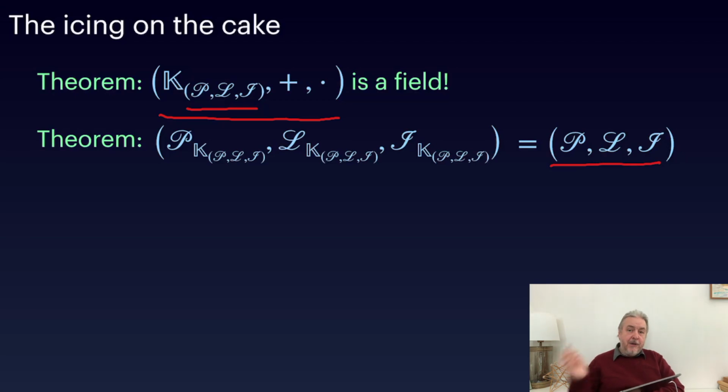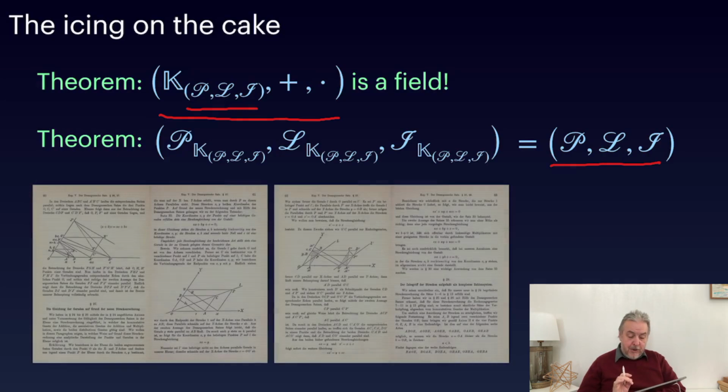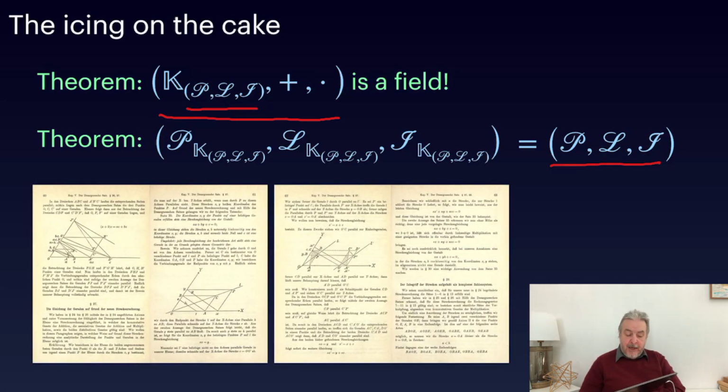So if you start with a projective plane, create a field from it, and from that field create a projective plane, you will get back the original projective plane. And I will be a little bit sketchy in the proof of that theorem. I first want to refer to the original pages in Hilbert's Grundlagen der Geometrie.